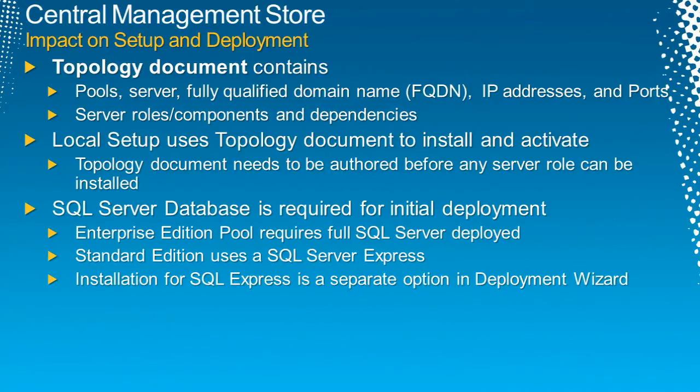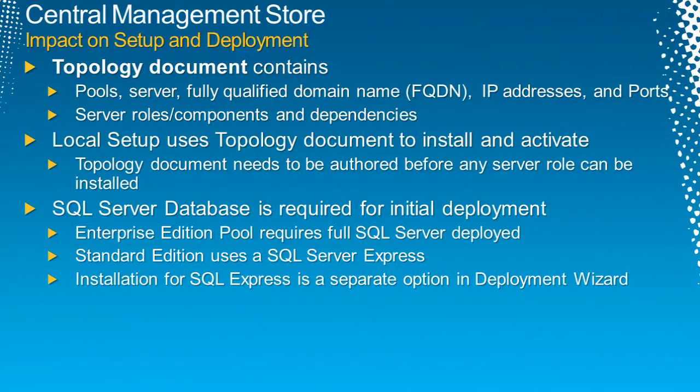Okay, our local setup has changed dramatically. Basically, it uses this topology document to install. The setup is run, it looks at the topology document, and then it tries to match its FQDN with a role that is defined in the topology document. Once this matches, it starts to do some prereq checks and sees, I'm a front end, so it will run and see if IIS is installed and all those other things.